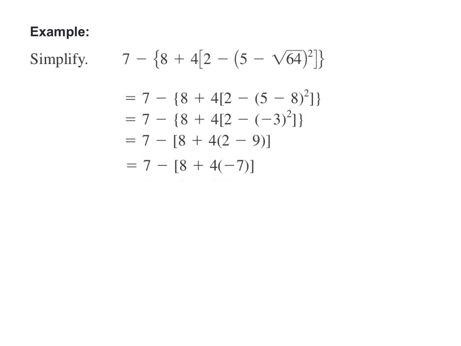Now, all the time, people will make this mistake. I will see them go 12 times negative 7. You can't add before you multiply. Multiplication is more important. So now I've got to do 4 times negative 7, which is negative 28. And then 8 minus 28, which is negative 20. 7 minus negative 20 is 7 plus 20, which is 27. Very good, class. Well done.